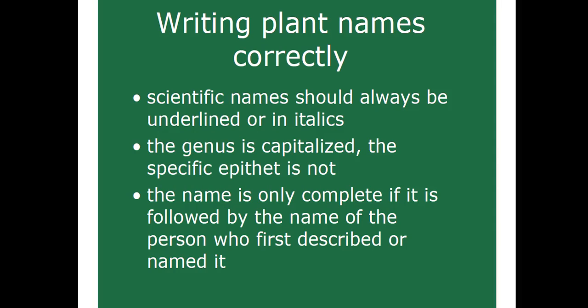The name is only complete if it is followed by the name of the person who first described or named it. I'm not going to hold us to that because I don't feel like it's necessary to really memorize the person who identified or described the plant. Usually this is written as a capitalized letter after the plant name, and you'll see that often in our textbook as well as many field guides. However, you don't need to have that information in order to find out more about that.